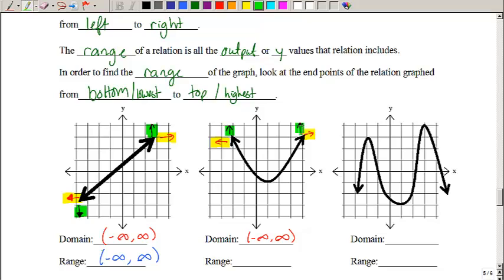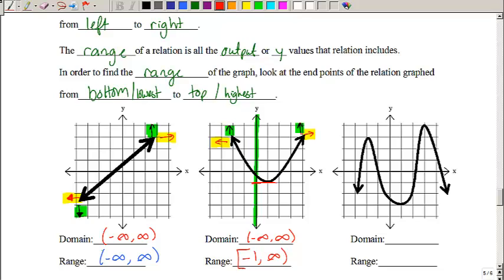Well, how low on my y-axis do my values start? Well, it looks like my y values start right here at -1. And how high do they go? Well, they go up forever. I'm allowed to include -1, so I use a bracket. I'm not allowed to include infinity, so I use a parenthesis. And that is my range.